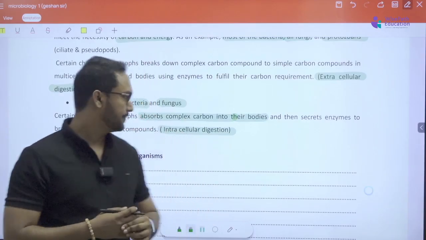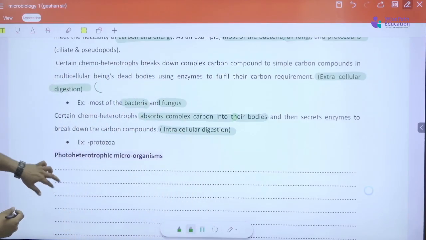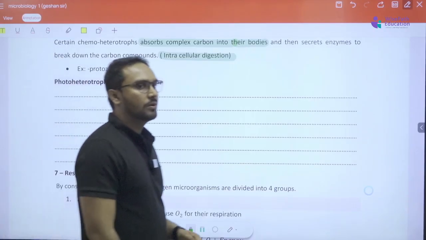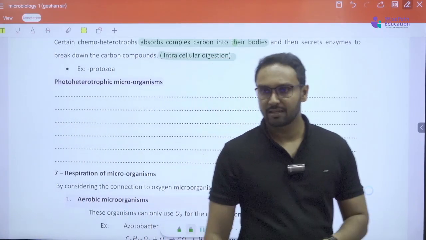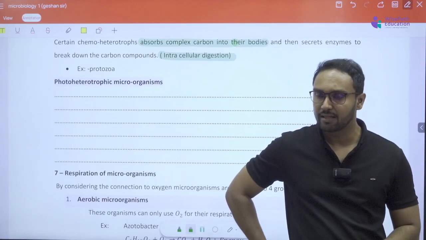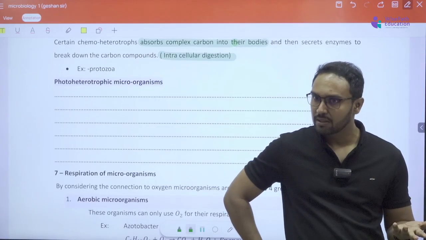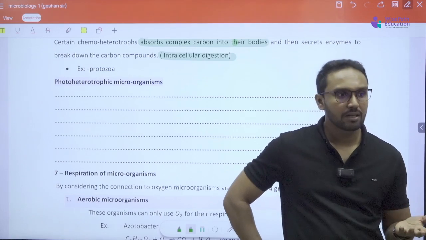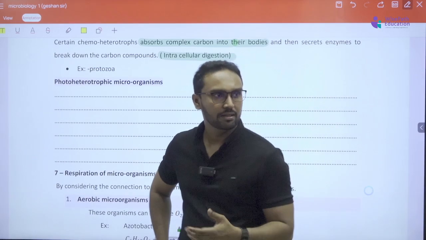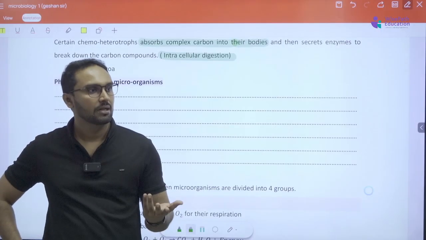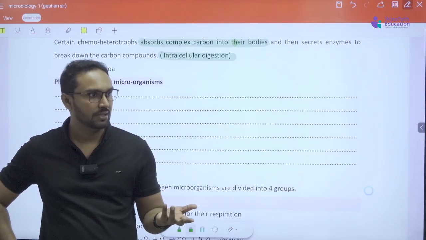Yes, good. Right, then come to the photoheterotrophic microorganisms. So what are the photoheterotrophic microorganisms? These microorganisms are really rare because they have a separate energy source to take the energy, but still they depend on the produced carbon, right? They are using the photo energy, or the energy of the sun.